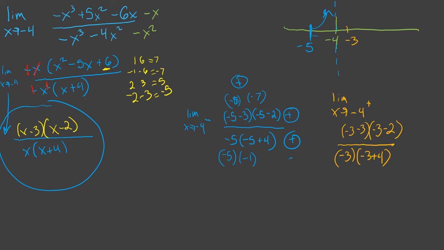And we're going to do like we did before and work our way up. So this comes to negative 3 minus 3 is negative 6 times negative 3 minus 2, which is negative 5, and that gives us a positive 30, but a positive. Now down below we've got negative 3. Negative 3 plus 4 is 1, and that's a positive, which gives us negative down below. A positive over a negative means that it's negative infinity, so infinitely going down.